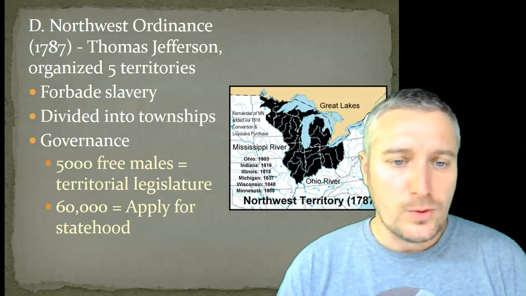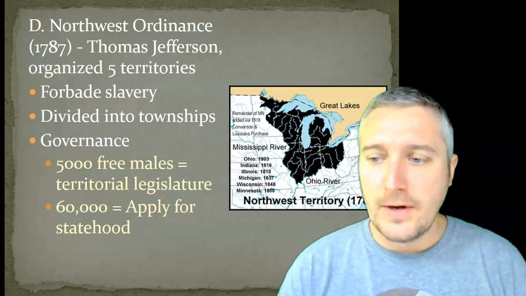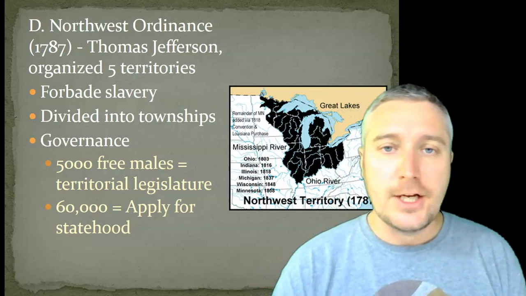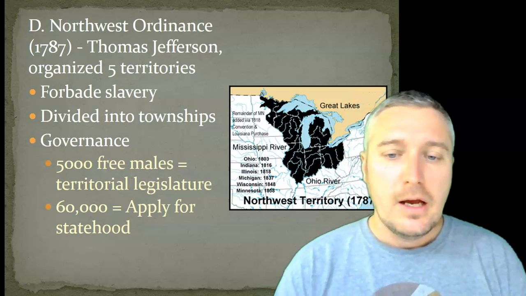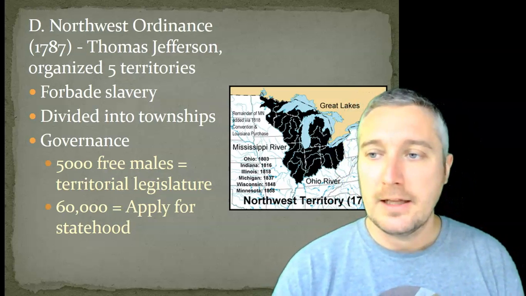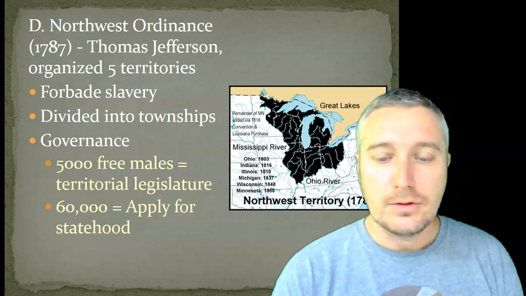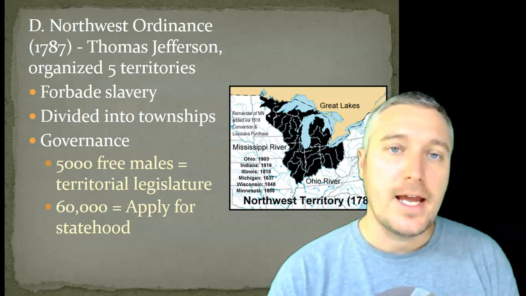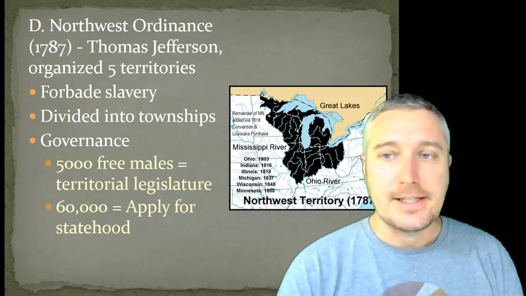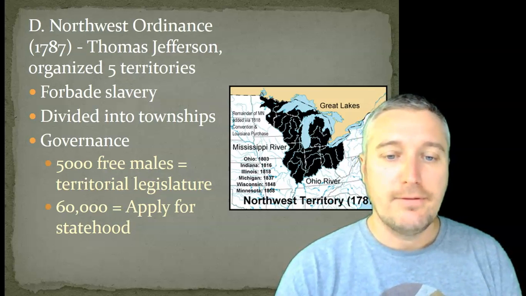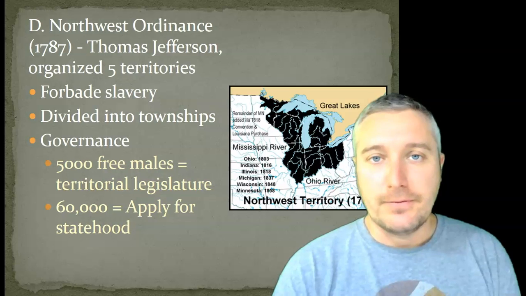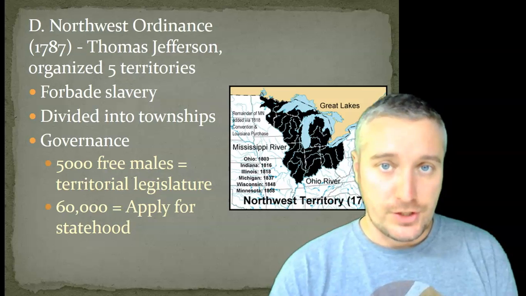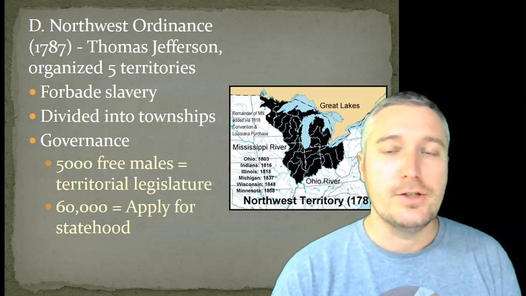The Northwest Ordinance also defined how the governments would be set up. Basically, when a population would reach 5,000 free males, and free males, okay, so not including women, not including slaves, not including anyone else, children, free males, they could elect a territorial legislature. And at 60,000 people, they could apply for statehood. If they applied for statehood, it would go to Congress, and if they approved the state constitution, it was admitted into the Union of States.